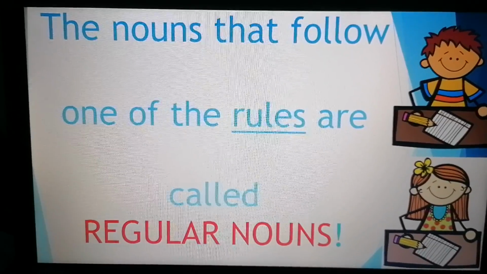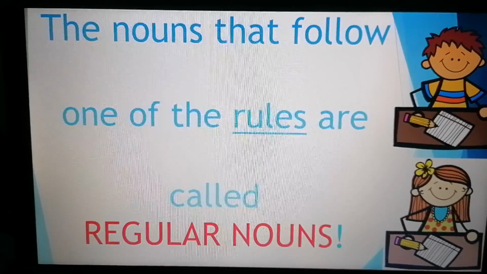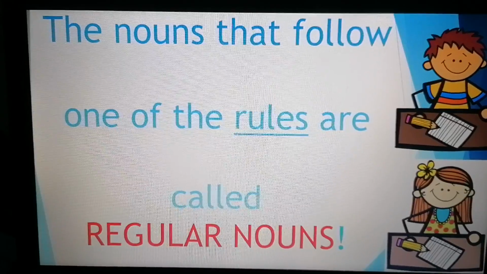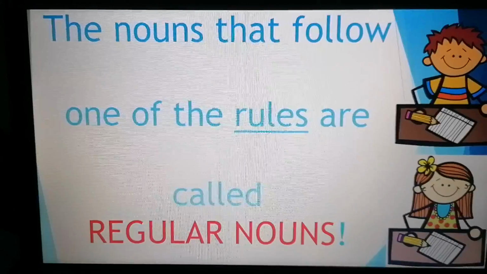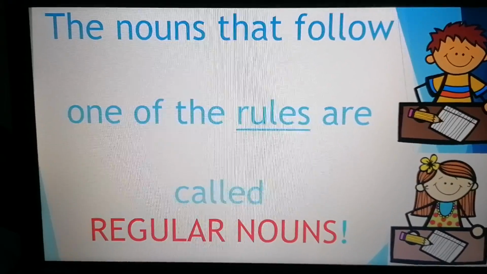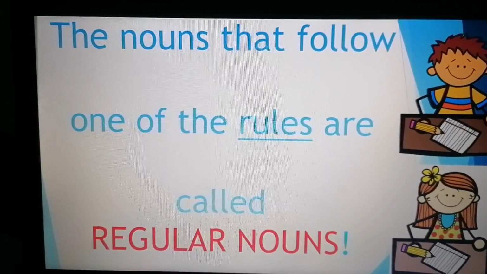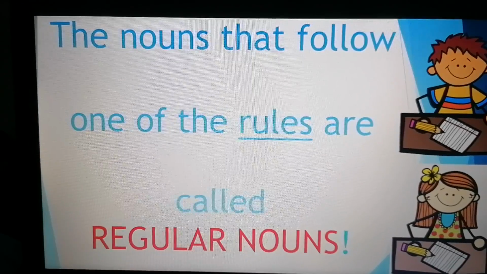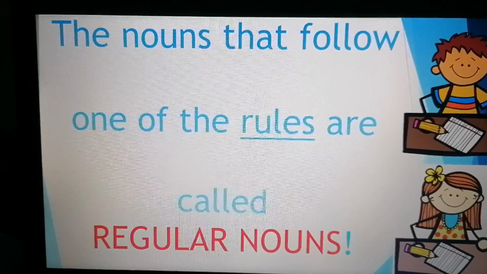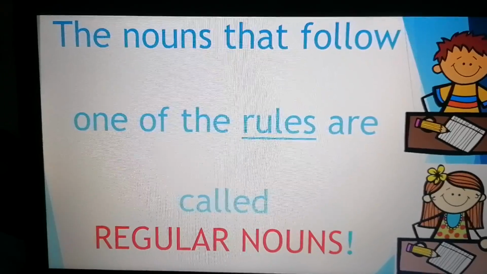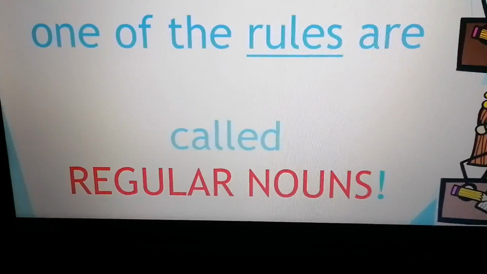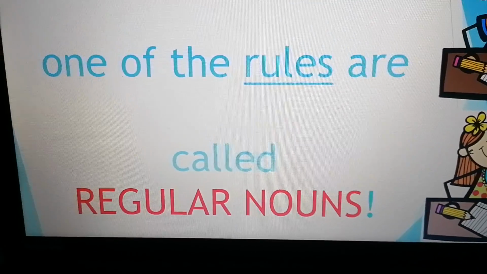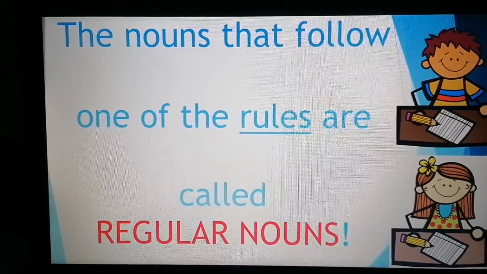Finally, I want to tell you that the nouns that follow one of the rules, rule number 1, rule number 2, and rule number 3, are called regular nouns. Alright, so the nouns that follow these 3 rules are called regular nouns. Okay.